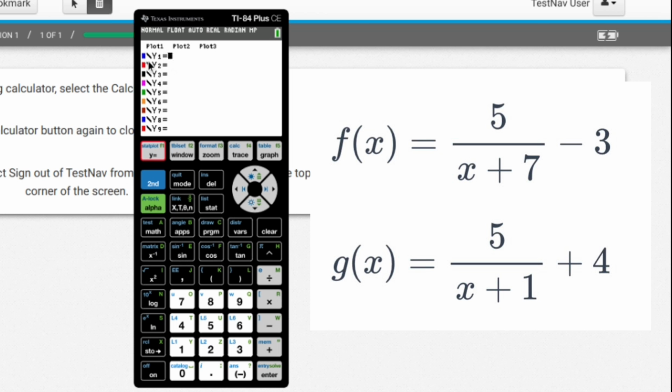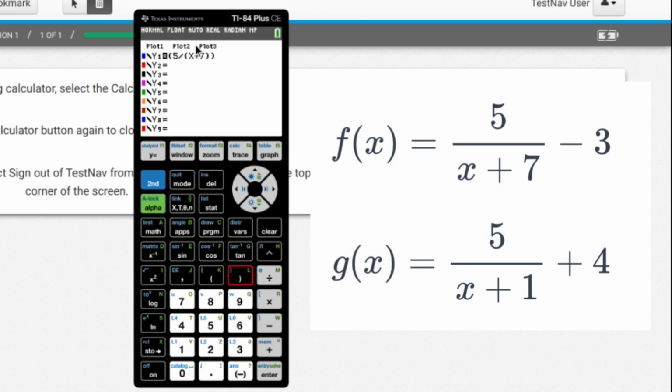So I'm typing out f of x in y sub 1. Okay, f of x was 5 over x plus 7 minus 3. So the way I do the 5 over x plus 7 is I'm going to create this big fraction. I'm going to do 5 in the numerator, over parentheses x plus 7. Now, I've always been super paranoid with fractions on the TI-84 Plus. I don't know why, it's just my thing.